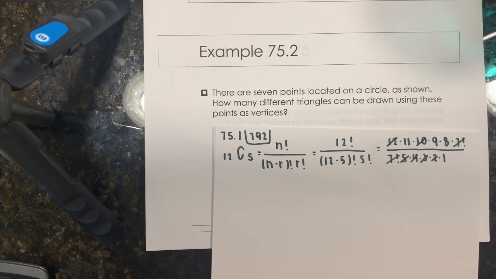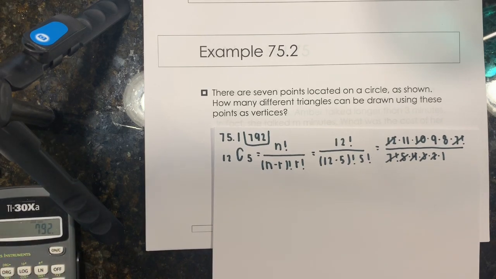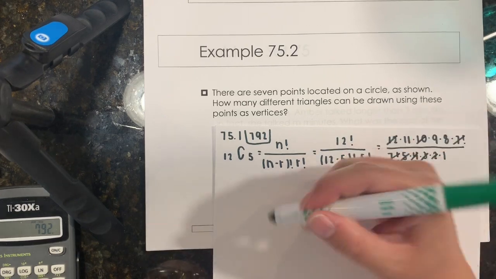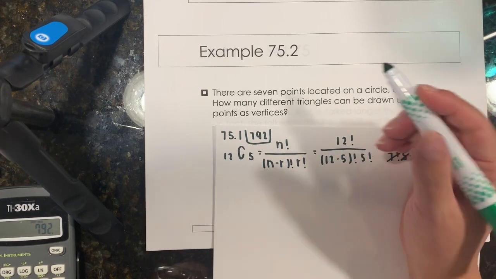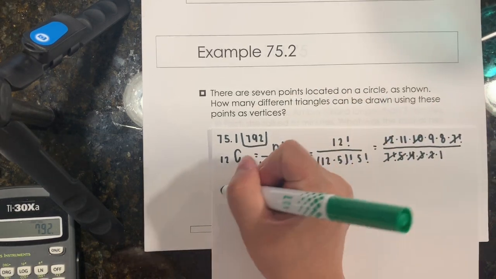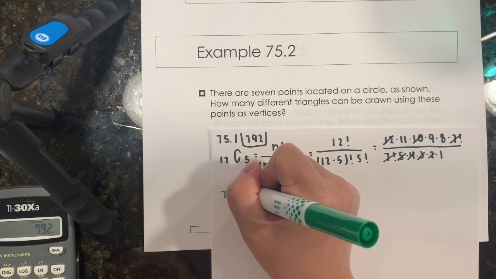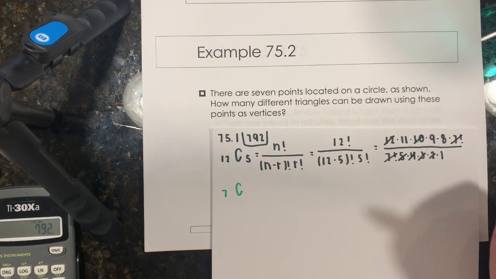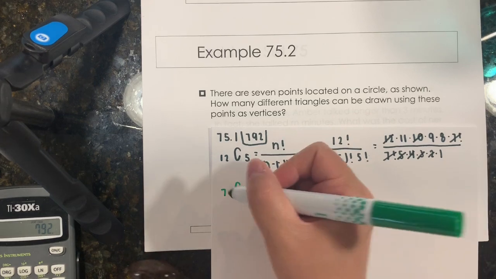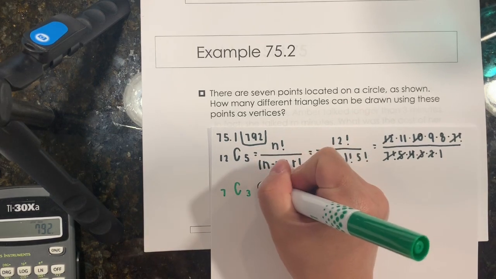Now this is another way they're going to ask you, it's another word problem. It says there are 7 points located on a circle as shown. How many different triangles can be drawn using these points as vertices? I don't have the circle there, but it's a circle with 7 points on it. So there's a total of 7 points. But in order to make a triangle, you would need how many vertices? You would need 3. So it's 7 chosen 3 at a time.